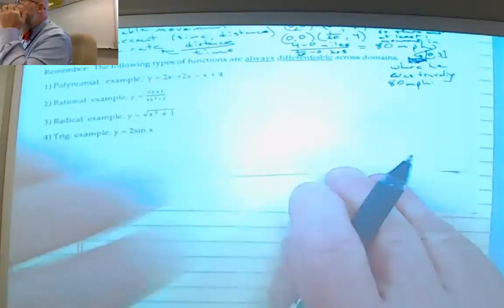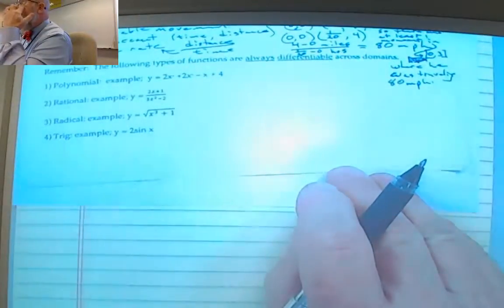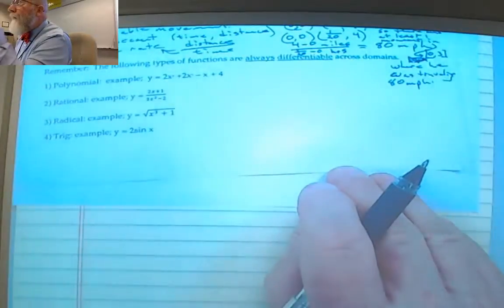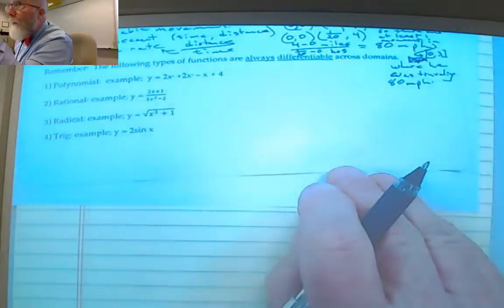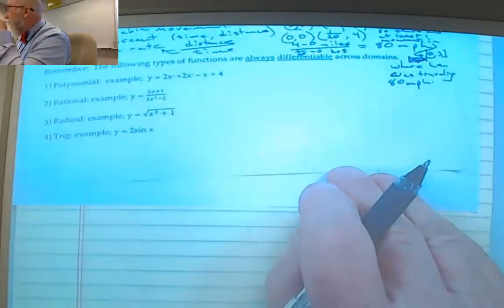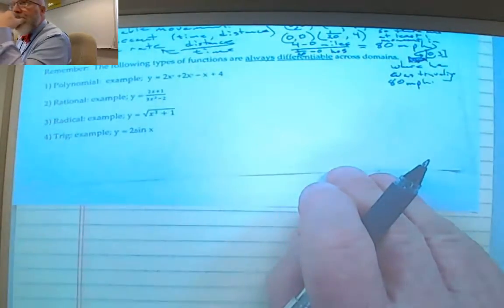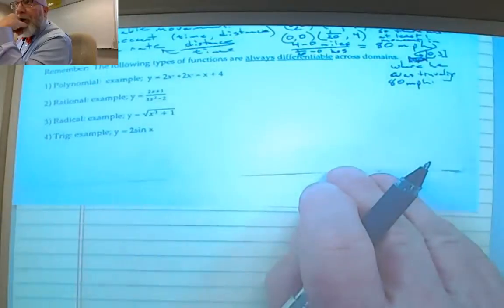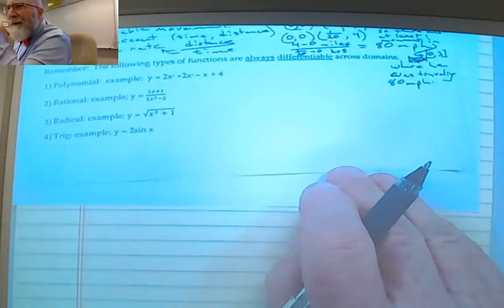It kind of looks like the intermediate value theorem, doesn't it? But the difference is I'm computing slope. I'm not computing position. I'm computing slope. Does that make sense?